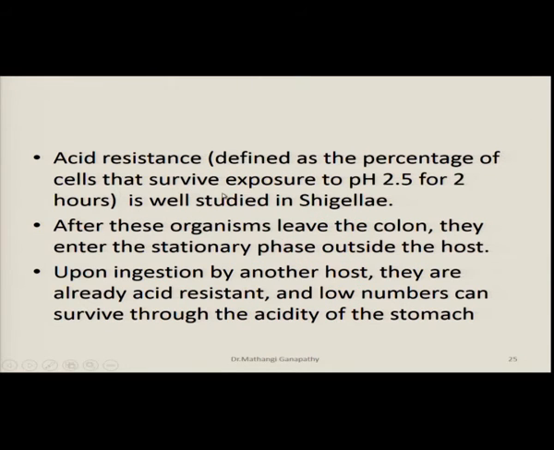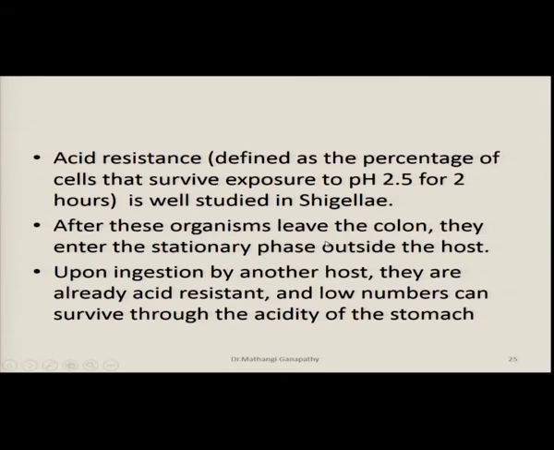Acid resistance, defined as the percentage of the cells that survive exposure to pH 2.5 for 2 hours, is well studied in Shigella. After these organisms leave the colon, they enter the stationary phase outside the host, and upon ingestion by another host, they are already acid resistant and low numbers can survive through the acidity of the stomach. So, suppose a person consumes a food with Shigella, and it has gone into the intestine. Because of the presence of the RPOS gene and the other factors, slowly within 2 hours, it becomes resistant and can now survive in the acidic environment.